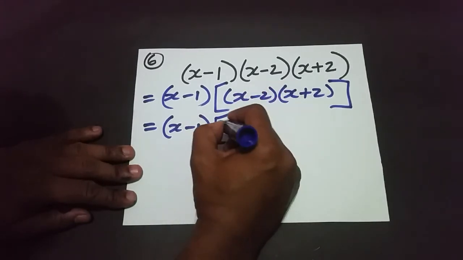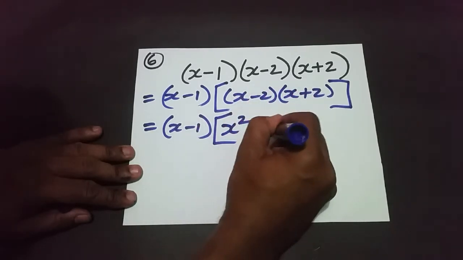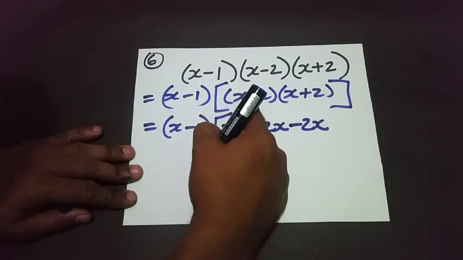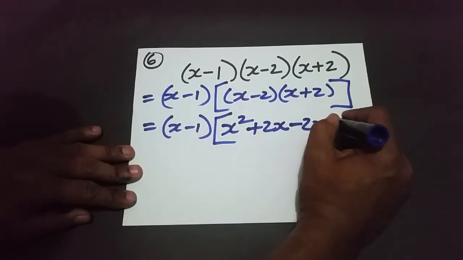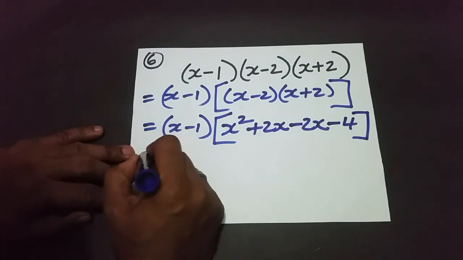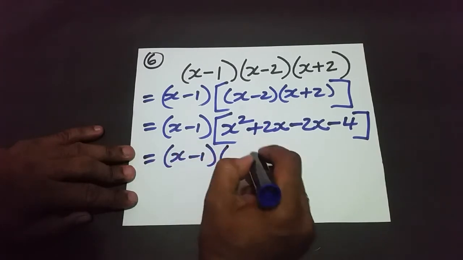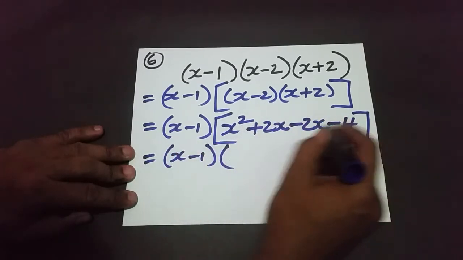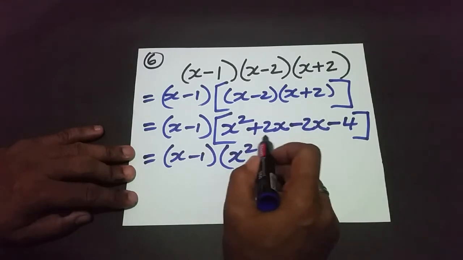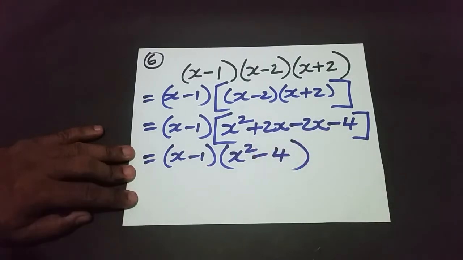Positive x times positive x is x squared. Positive x times positive 2 is positive 2x. Negative 2 times x is negative 2x. And negative 2 times positive 2 is negative 4. So now I'm going to proceed to simplify the bracket there before I proceed with the other multiplication. So this is now going to be x squared. There's no other term in here with squared, so x squared comes back. 2x minus 2x is simply 0, and negative 4 is right there.